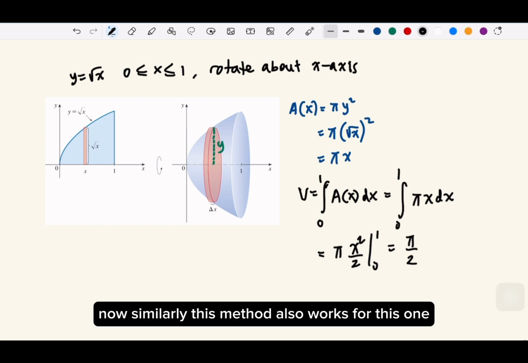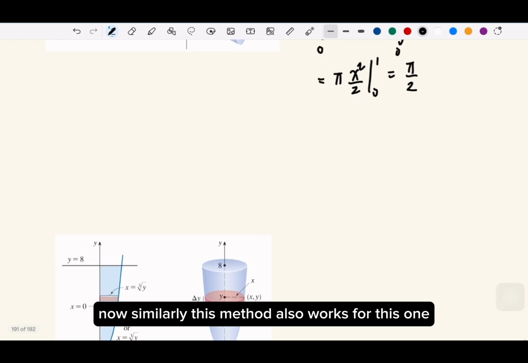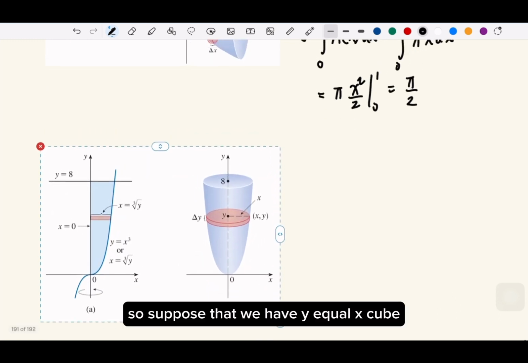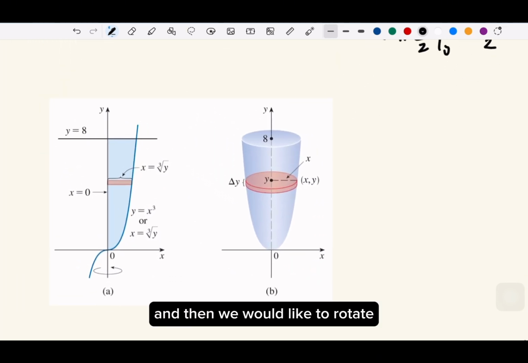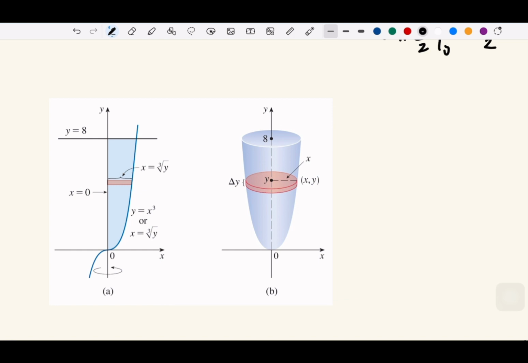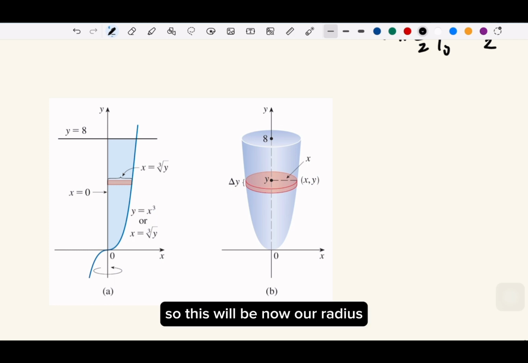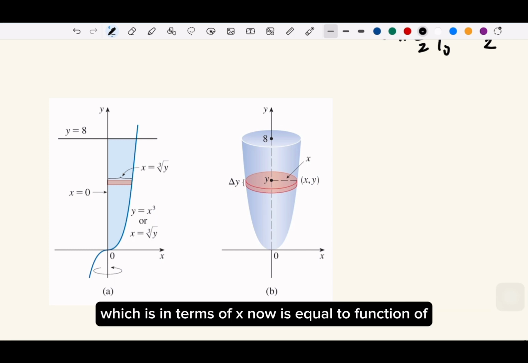Now similarly, this method also works for this one. Suppose that we have y equals x cubed, and we would like to rotate about the y-axis. Let's say we take the interval from 0 until y equals 8. This will be the whole region that we are going to rotate. We rotate about that, and we have this shape. So this will now be our radius, right? The radius here, which is in terms of x, is now a function of y.